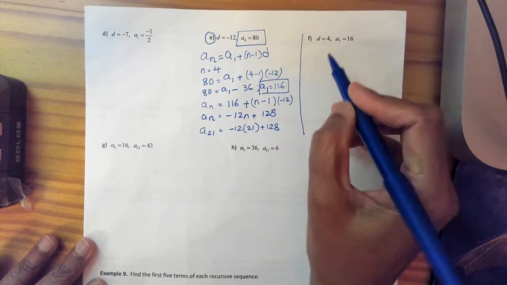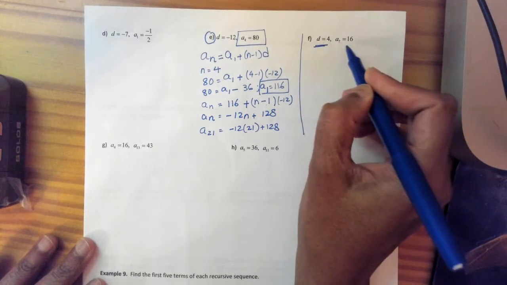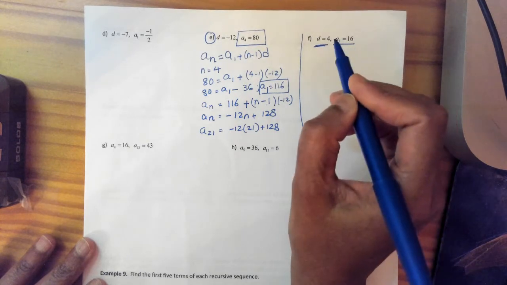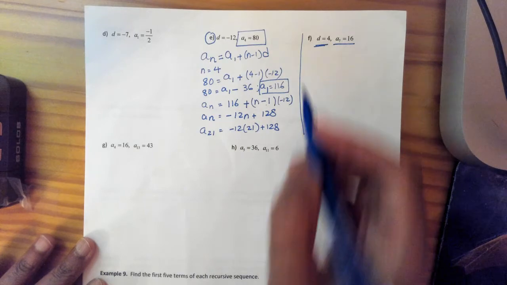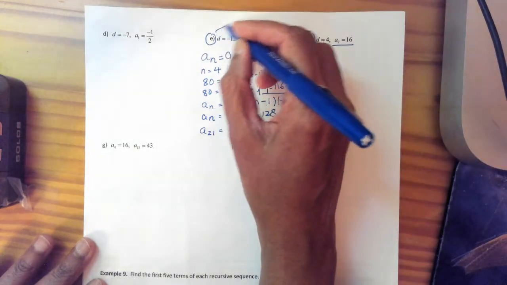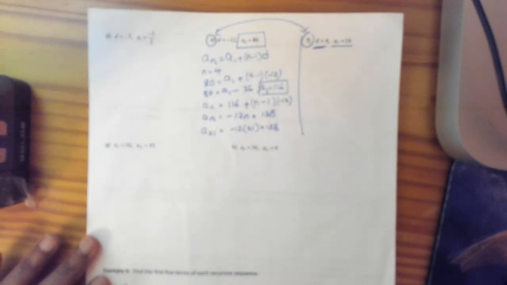So F is very similar. They give you D and they give you A7. From A7 you will find the A1 by substituting it in the formula. You'll do the same thing that you do. So E and F are very similar to each other. You can solve these two from each other. Alright, let's keep moving.